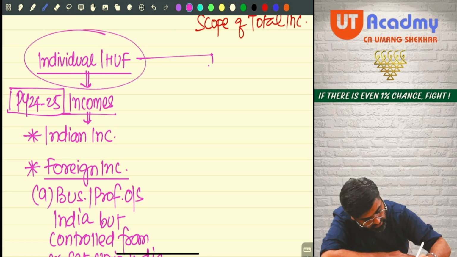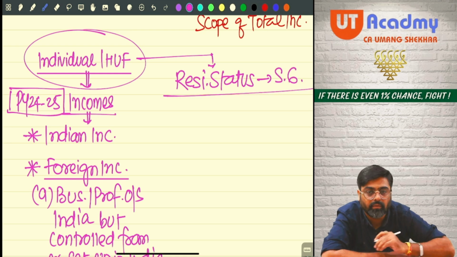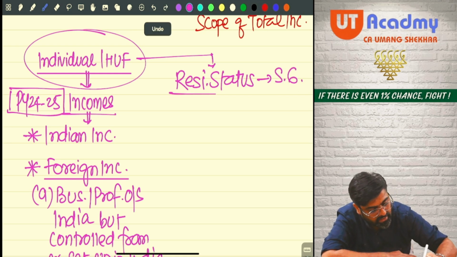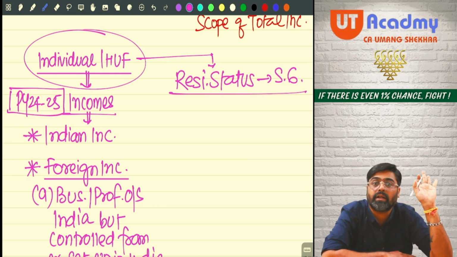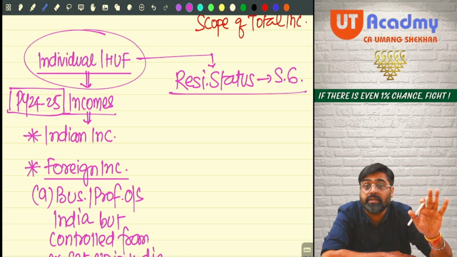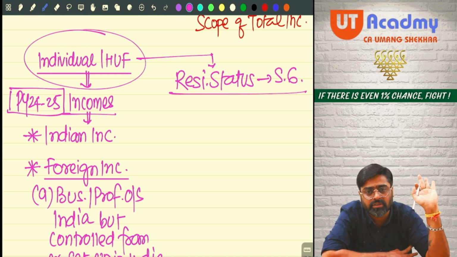Now I will have to check the residential status, and for that I will have to go to section number 6. How to determine the residential status of an individual or HUF is given in section number 6, and that we are going to discuss later. For that, section 6 needs to be studied.